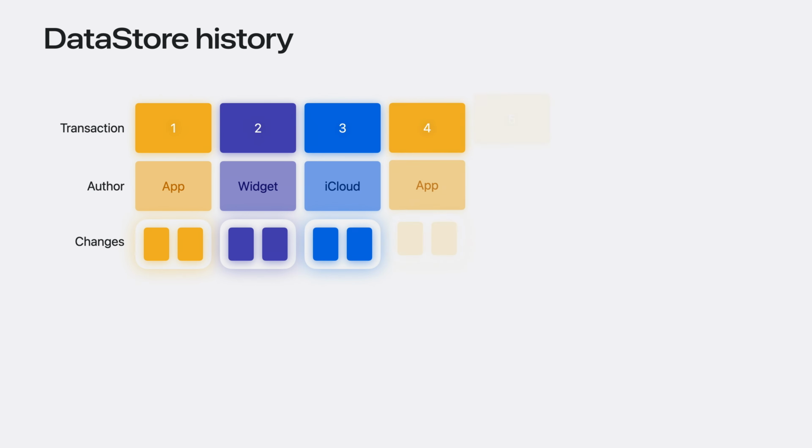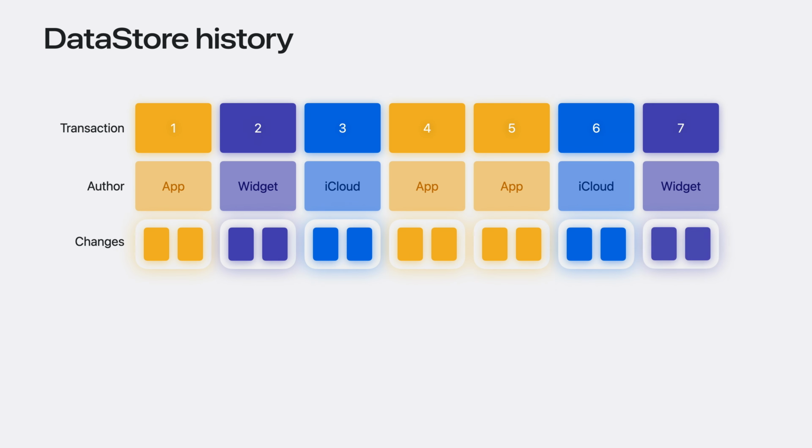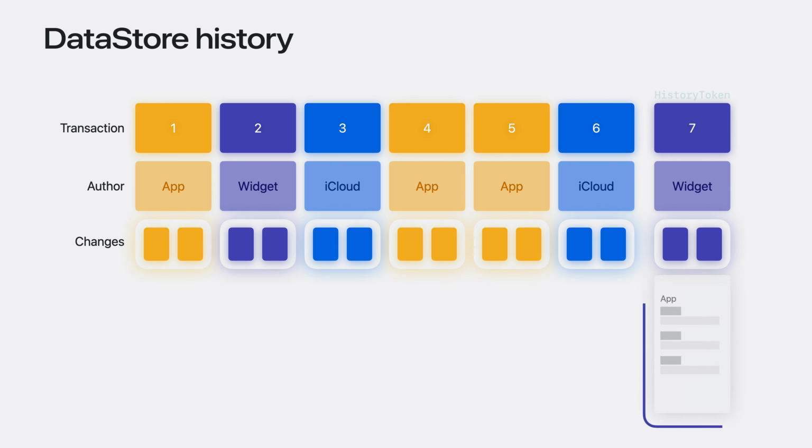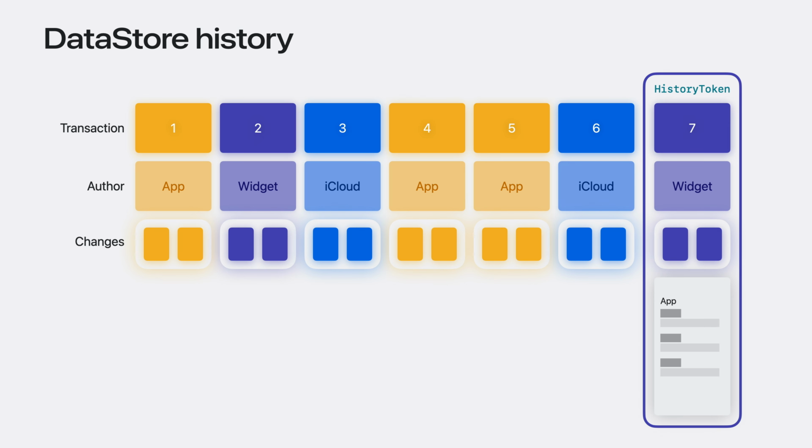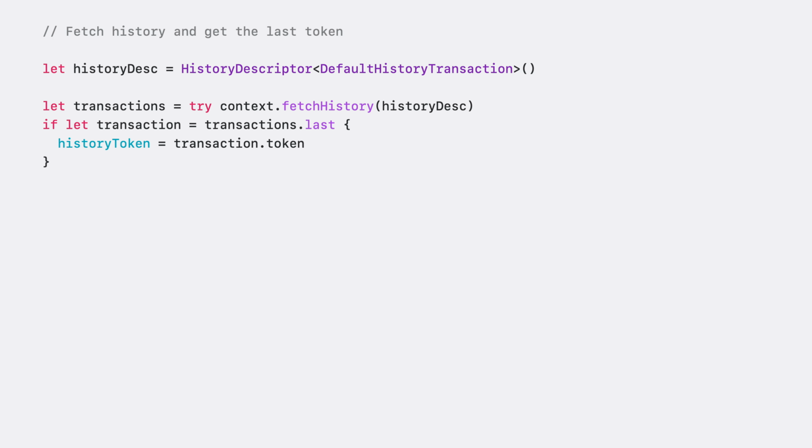Let's harness persistent history to know if we need to refetch. The first thing we would want to do is fetch the latest history token from the container. We can use this token as our marker for where we last read from the database, very much like a bookmark for where we left off reading in our favorite book. We set up a history fetch with a history descriptor for the default history transaction. However, if we have a lot of persistent history, we could be fetching a lot of data, only to grab the last one for a token.